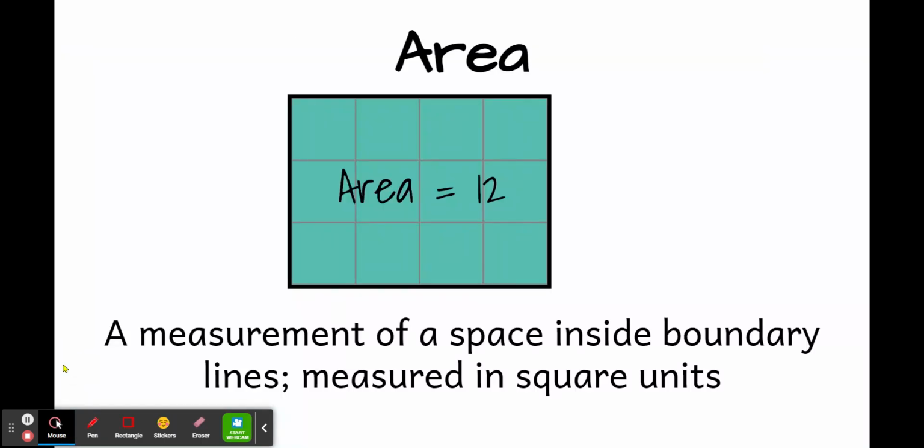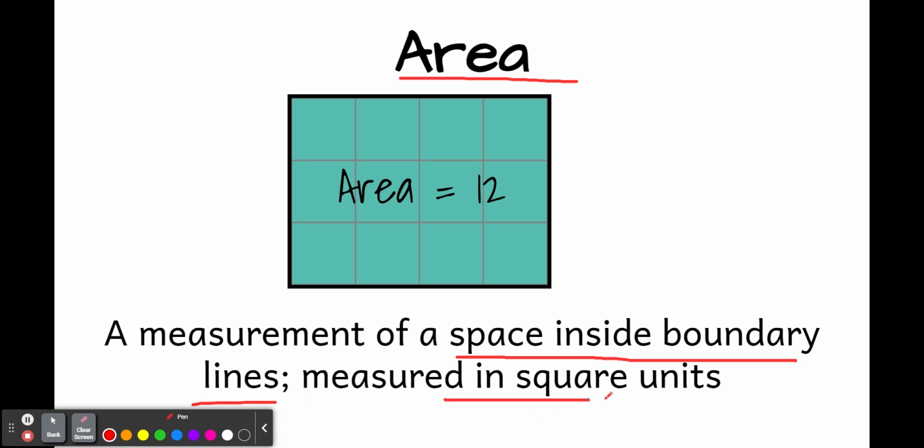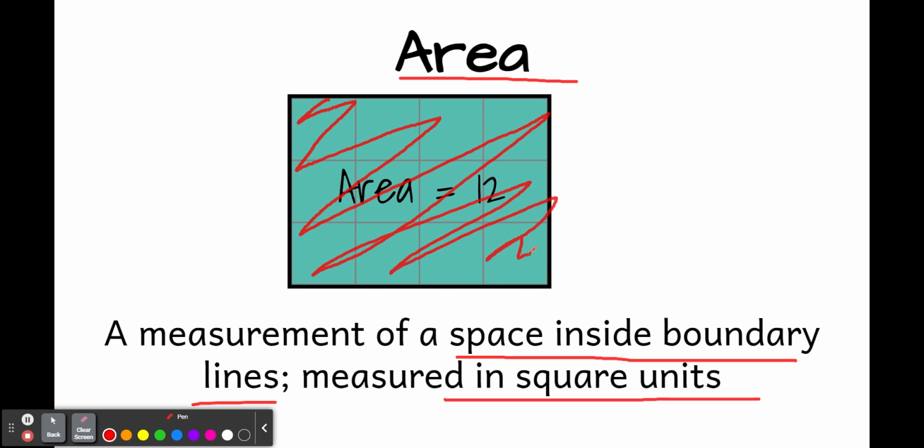Okay, so in today's lesson, we are going to be talking about area. And area is the measurement of a space inside boundary lines measured in square units. So over here, the inside of a space, in this case, our rectangle, is going to be the area. And we measure this in square units.